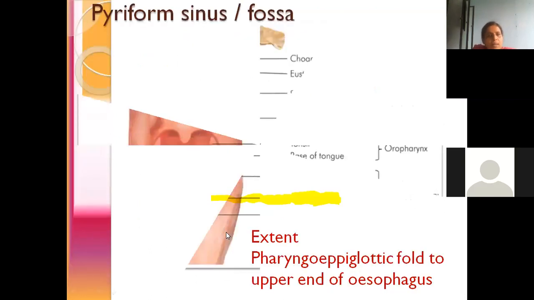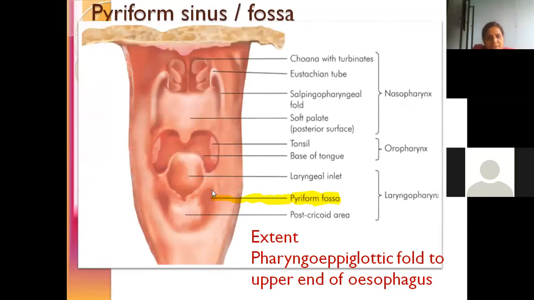Join fast. Okay, you can see this is our pyriform fossa. So you can see this is behind the nose, nasopharynx, behind the mouth, oropharynx, behind the laryngeal cartilages, you have laryngopharynx, and surrounding this epiglottis, these pockets, pyriform fossae.